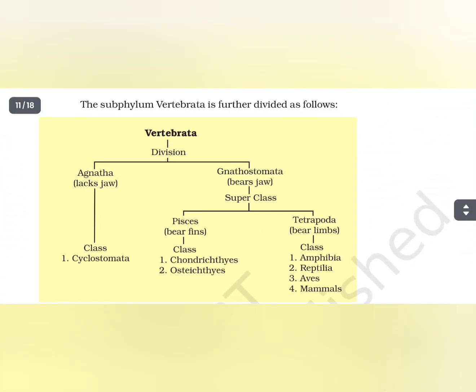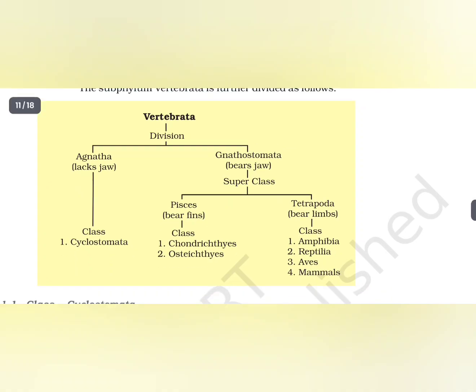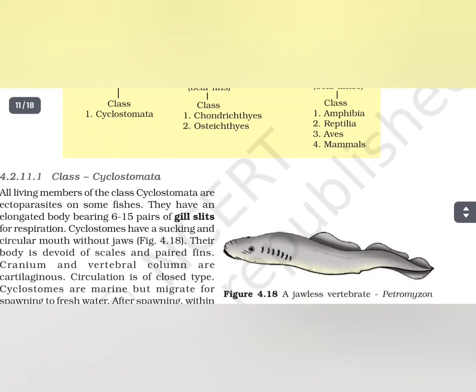The subphylum Vertebrata is further divided as follows. Vertebrata division: Agnatha and Gnathostomata. Agnatha lacks jaw. Class Cyclostomata. Gnathostomata bears jaw. Superclass Pisces bear fins. Tetrapoda bear limbs. Class Chondrichthyes, Osteichthyes; Tetrapoda: class Amphibia, Reptilia, Aves, and Mammalia.